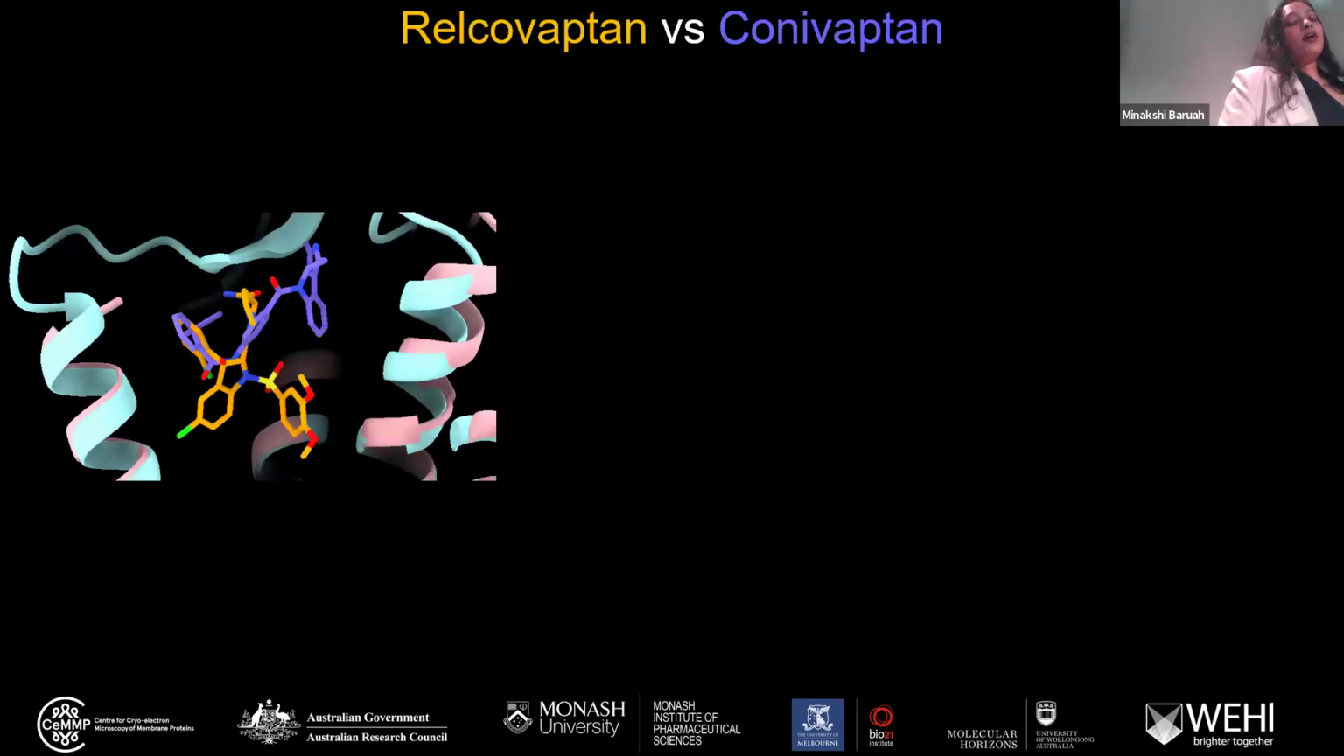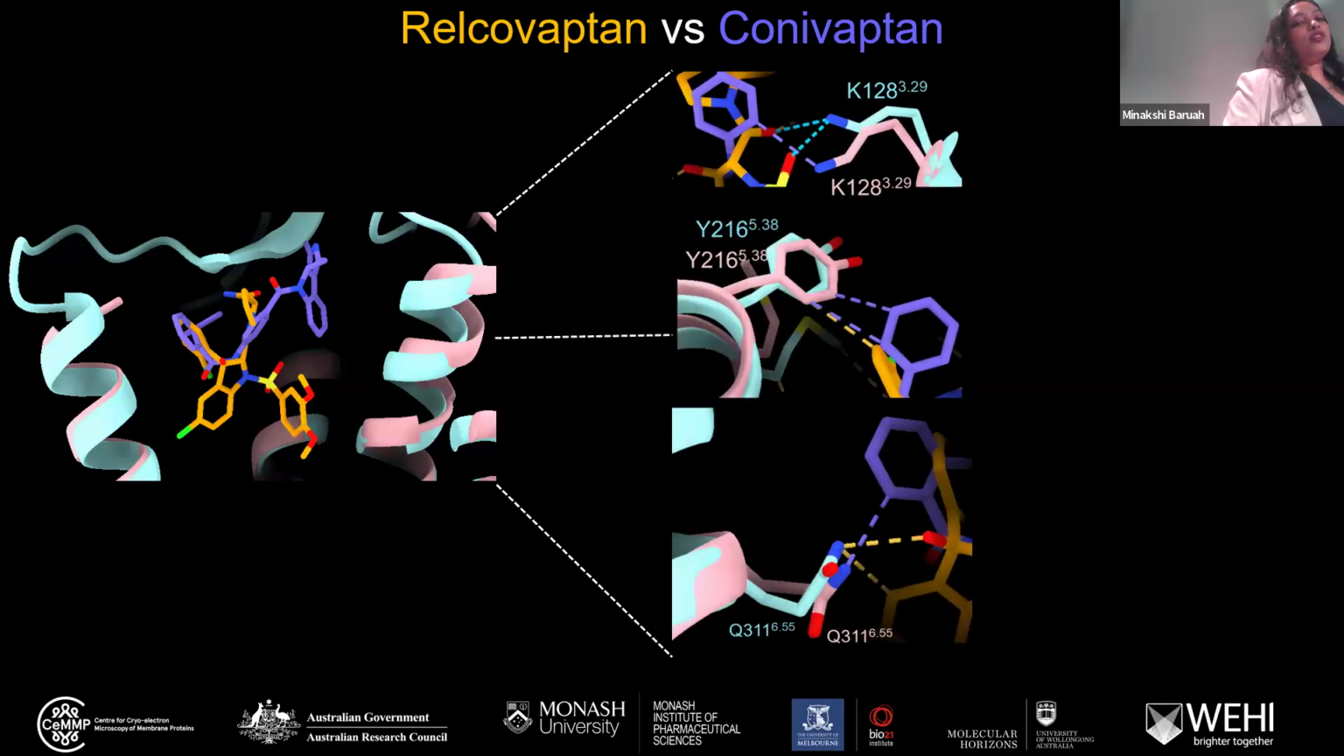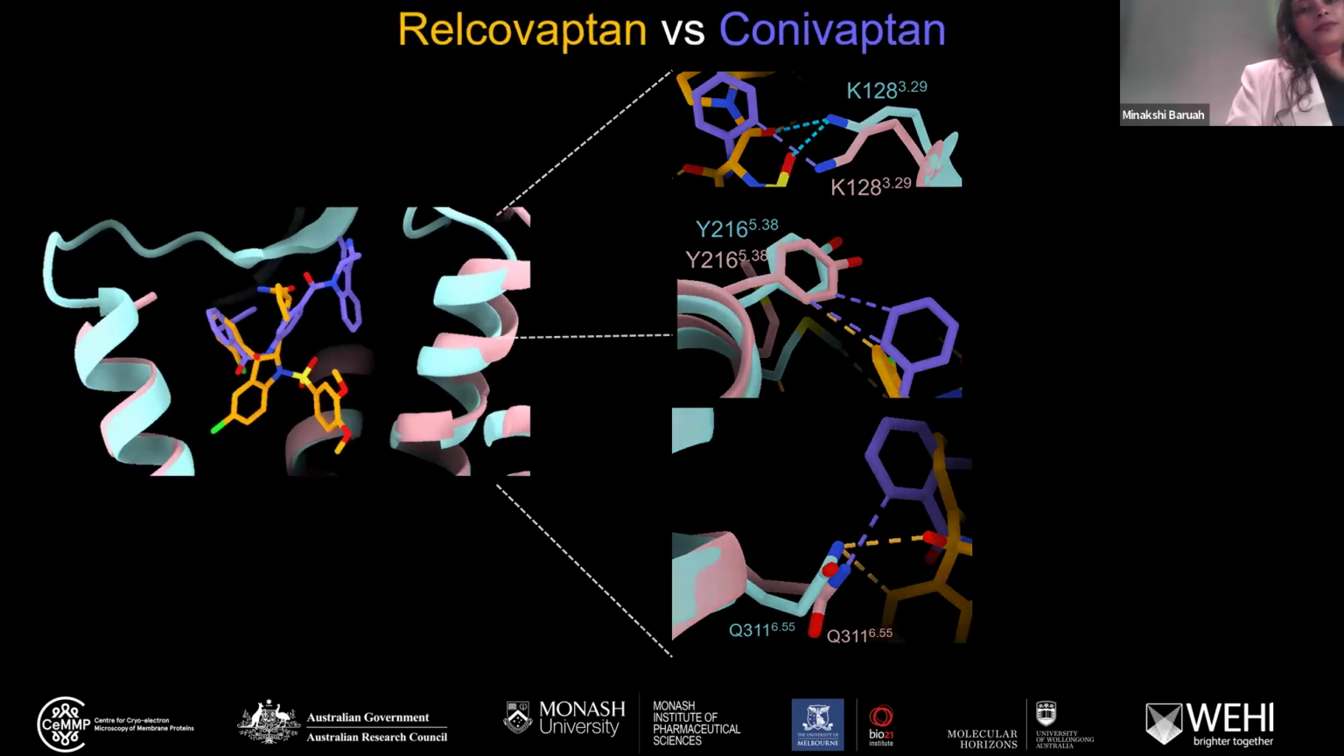Then there are certain interactions that are common in both the structures, which are lysine 128, tyrosine 216, and glutamine 311. And these residues were tested in mutation assays for vasopressin, and I assume they will have similar effects for conivaptan as well. As again mentioned, even though it's a non-selective antagonist, it's a competitive inhibitor of ATP. So it's not surprising that conivaptan interacts with these key residues required for ligand recognition.